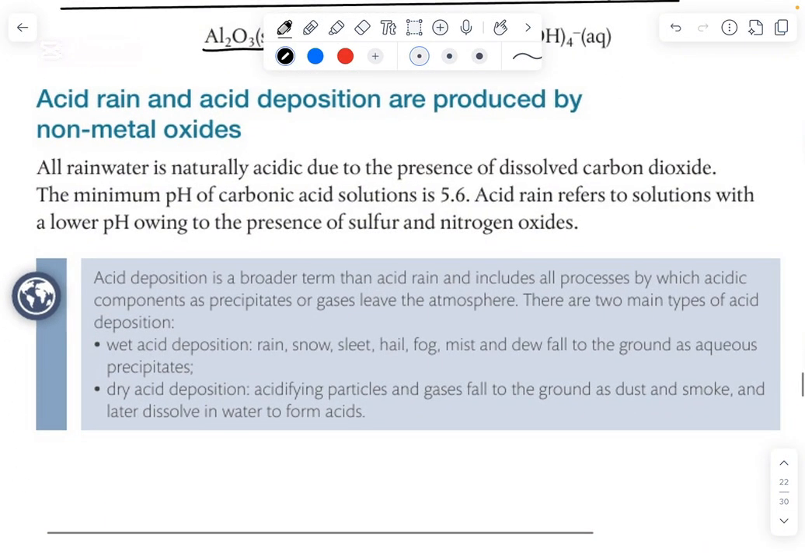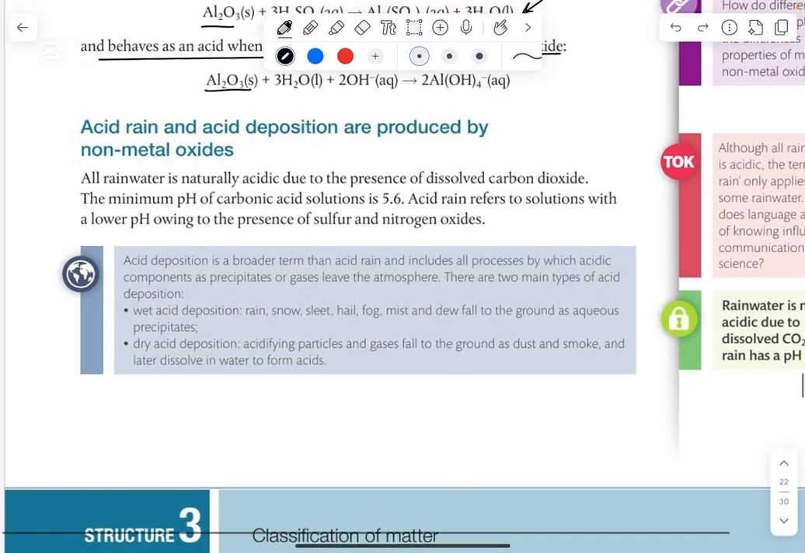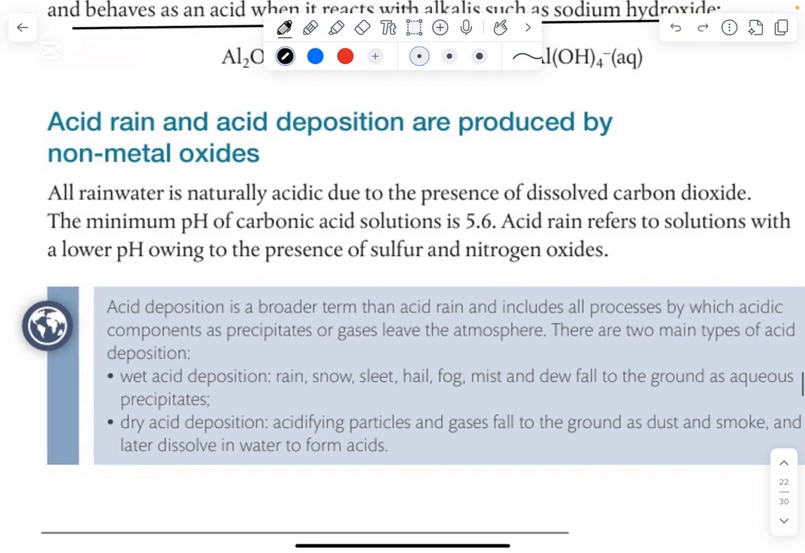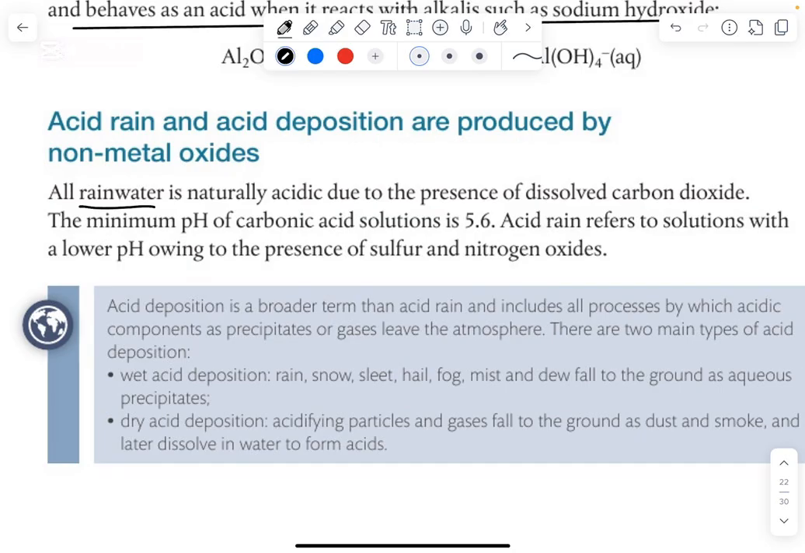Acid rain and acid deposition are produced by nonmetal oxides, which are the acidic oxides. So, under normal circumstances, all rainwater has dissolved carbon dioxide, so a pH of 6.5 is normal.